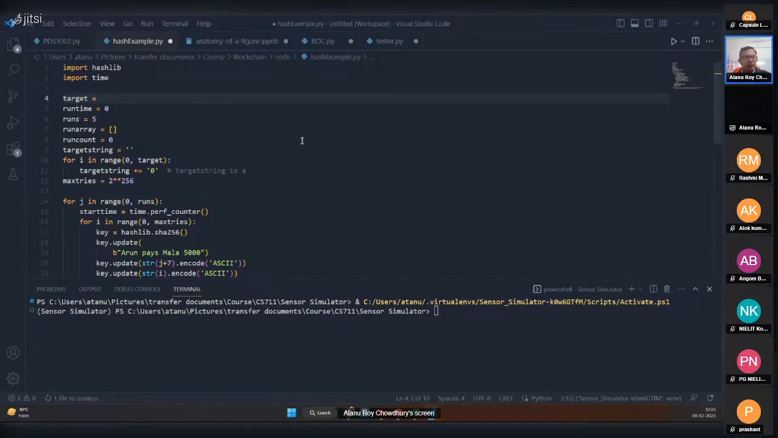And let's target 1, 0. So essentially what I'm looking for is a target value such that my hash value starts with 1, 0, right? So proof of work is 1.